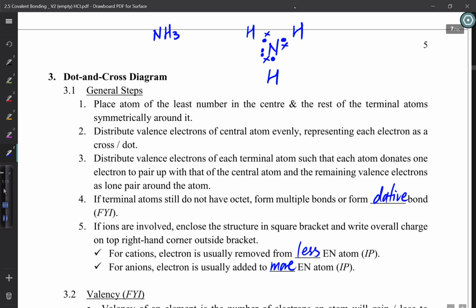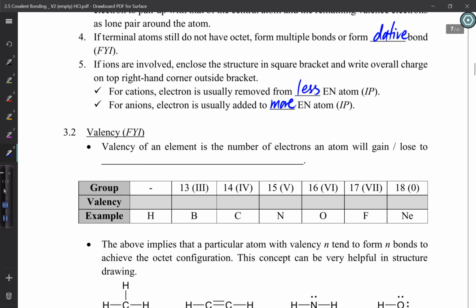So next, step 4. If terminal atoms still do not have an octet, form multiple bonds or form dative bonds. For this case, I've achieved the noble gas configuration, so I can skip step 4. Step 5 is if ions are involved. I don't have ions. So basically, this is the final structure of ammonia. So if I want to draw the Lewis structure, I just have to translate the shared electrons to a single line. And then for the lone pair, I just leave it on nitrogen. And this will be the Lewis structure of ammonia. So these are the general steps. Later on, you'll try it.